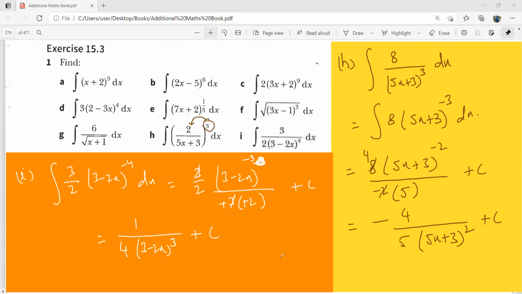That's it. So you have to practice all these parts of question number 1. That would be quite enough for you to grasp the second technique of integration for your O-level add maths.